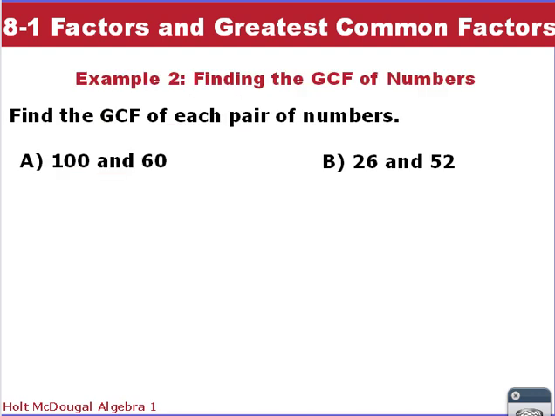So let's look at this example. We want to find the greatest common factor between 100 and 60. So first we want to list the factors out and then circle the greatest one.